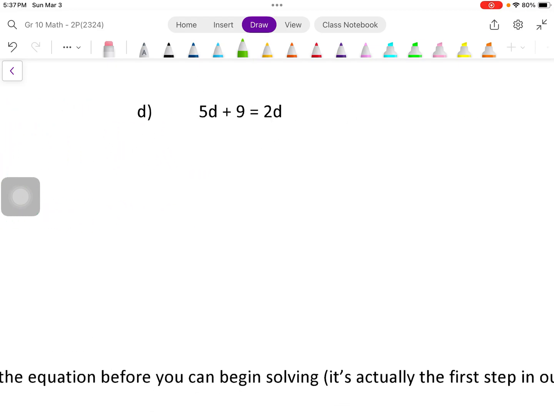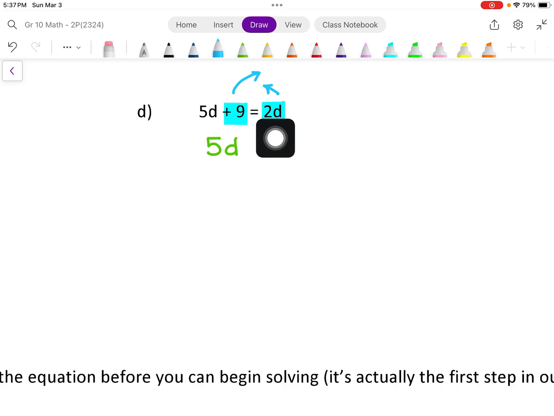Okay, one more question here. So we want to, once again, move the 2d to the left side so that it is put together or simplified with this 5d. But I also have a plus 9 on the left side, and I want to move that number to the right side of the equation. So, starting with what I already had, 5d. I'm going to move the 2d this way and the plus 9 that way.